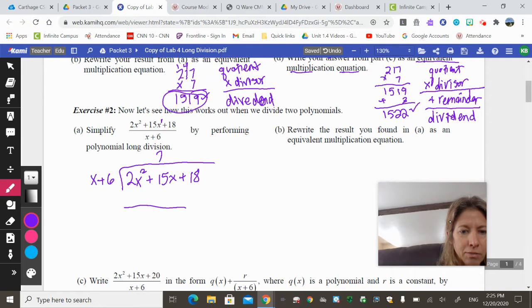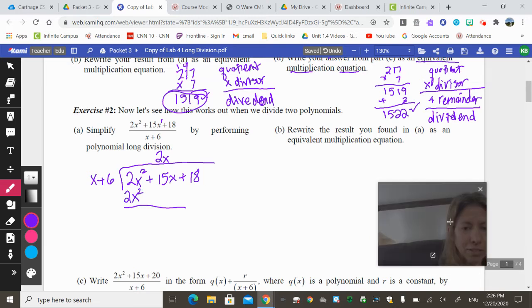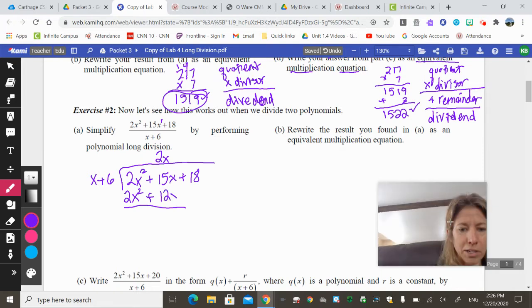So I'm actually going to put a 2x here, and I'm going to distribute that to the x plus 6. So 2x times x is the 2x squared. That's what I have to have. I have to have these first terms matching. And then 2x times 6 is a plus 12. And I'm not concerned that the second term matches. I only want these first two terms to match.